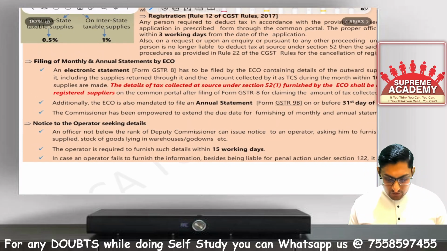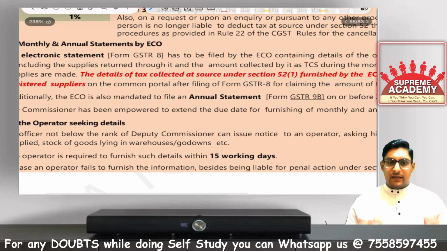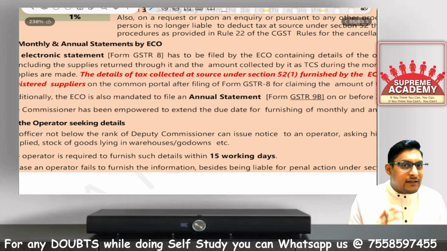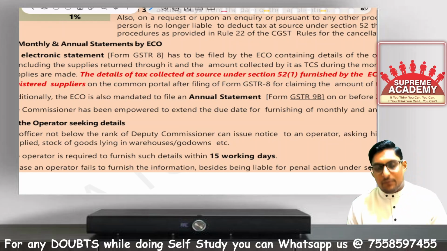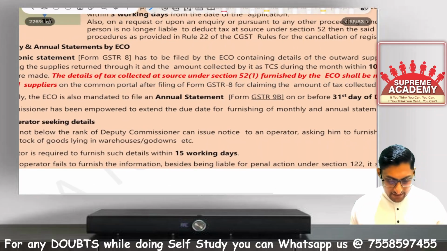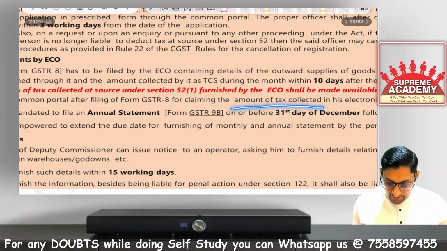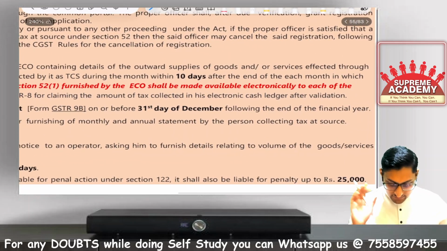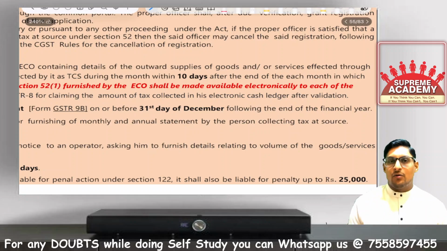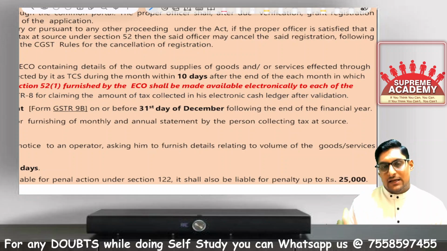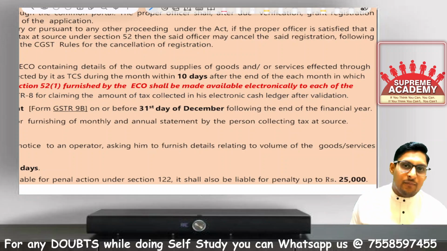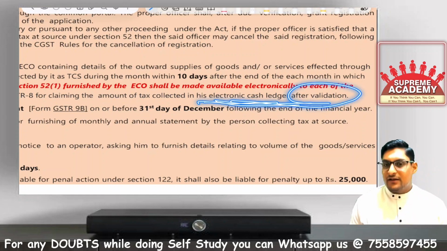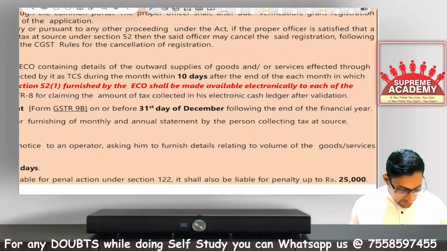Accordingly, the details of tax collected at source submitted by the ECO will be made available on the portal to the registered supplier, for claiming the amount of tax collected in his electronic cash ledger. After proper validation, the amount collected and submitted by the e-commerce operator will be available to the registered supplier to review, and finally his electronic cash ledger will be credited with the amount of tax collected.